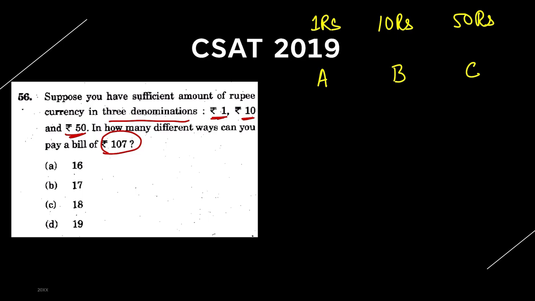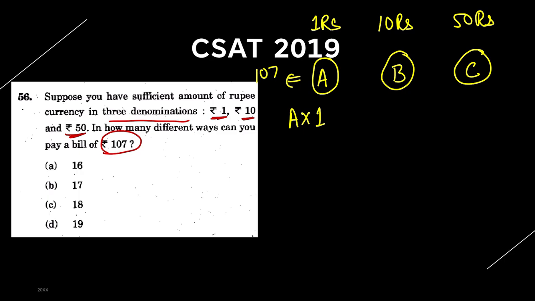Now, suppose A is the number of notes I've taken of 1 rupee, B is the number of notes of 10 rupee, and C is the number of notes of 50 rupee, right? I want to make the sum as 107, right? Now, if I have A notes of 1 rupee, what is the total value I have? I have A into 1. Suppose I have 5 notes of 1 rupee, what is the total amount I have? I have total 5 rupees.